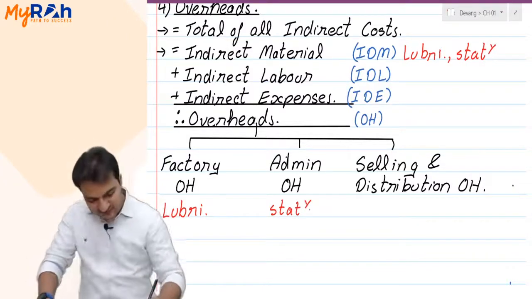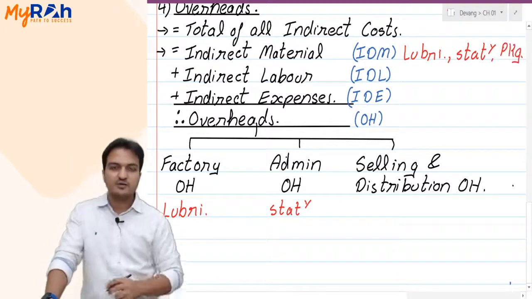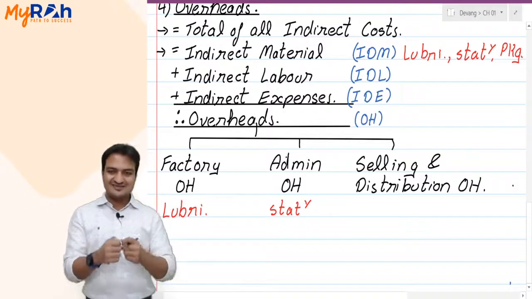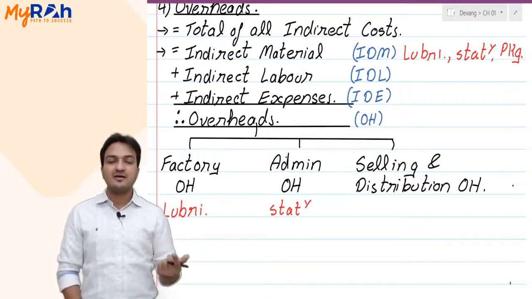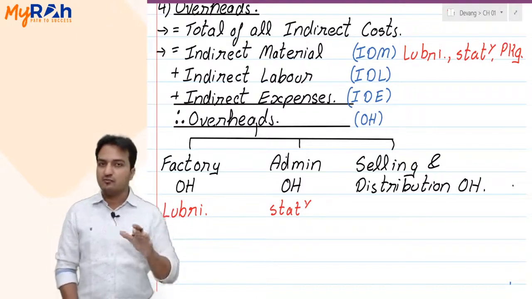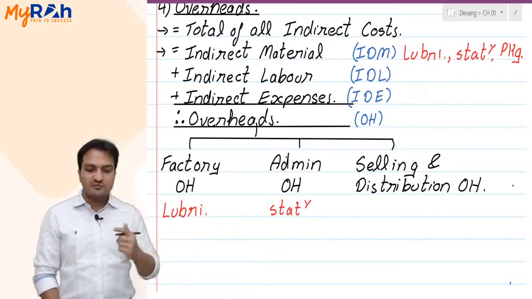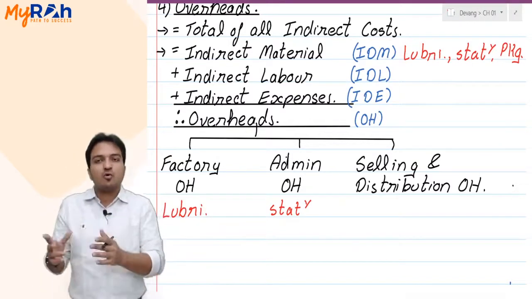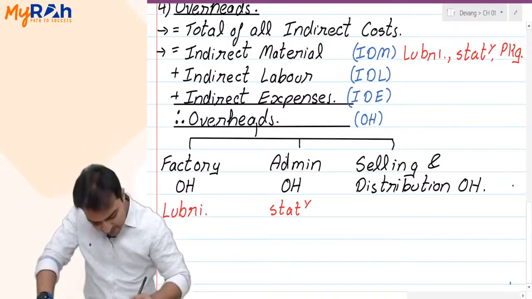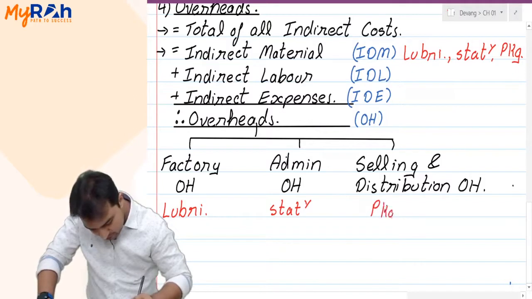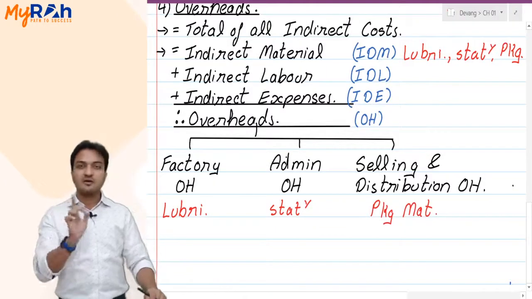Well, materials used for selling and distribution, the simplest example I will say is packing material. The carton boxes, the tapes, and the ropes which you are using to pack the finished goods into boxes, those boxes and tapes and ropes will fall under packing material. Packing material is not required for production, it is required for selling. That comes under selling and distribution overheads. So these were your indirect materials.